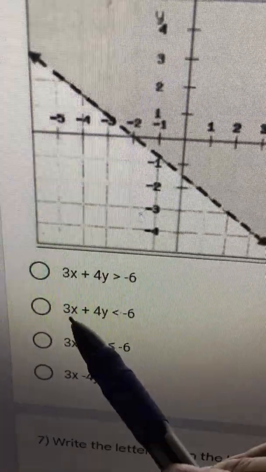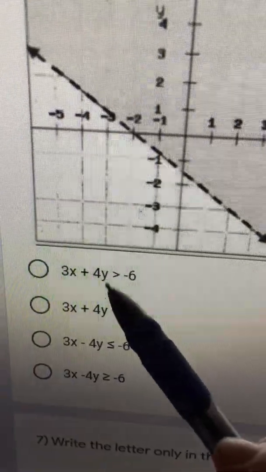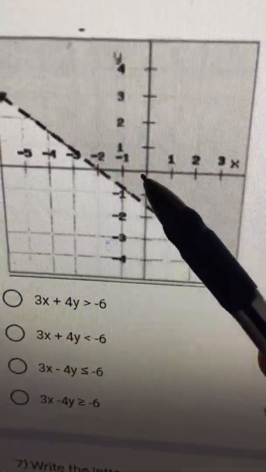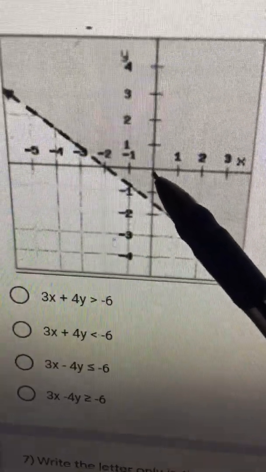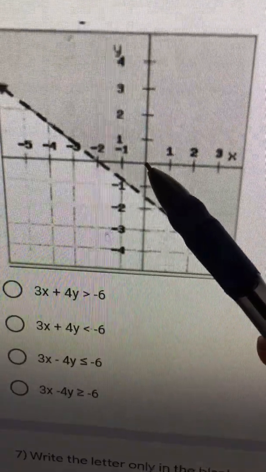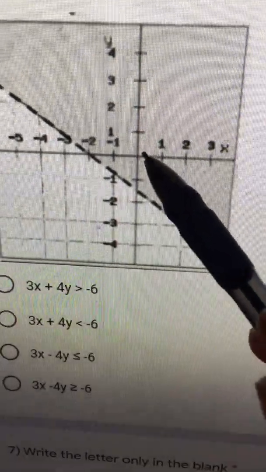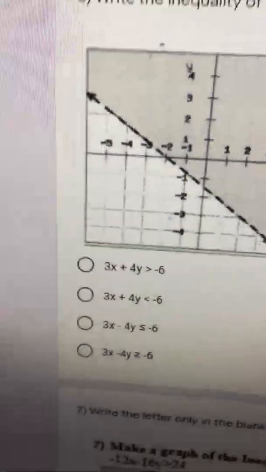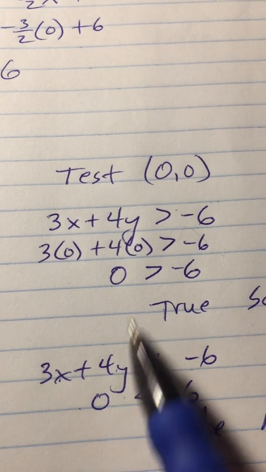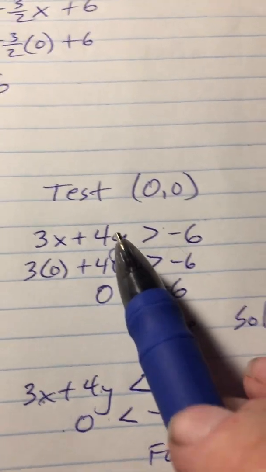And I notice that the 3x plus 4y and the negative 6 are identical other than the symbol. So I'm thinking, let's test this point here, (0, 0). And if I'm lucky, I'm looking for the one where it is a solution. So if I test (0, 0) and it works, it's true, it matches this graph. So I'm going to do that on my paper, number 6. Yes, here I go. So this is the first equation, and this was the second equation that worked as far as the dashed line goes.